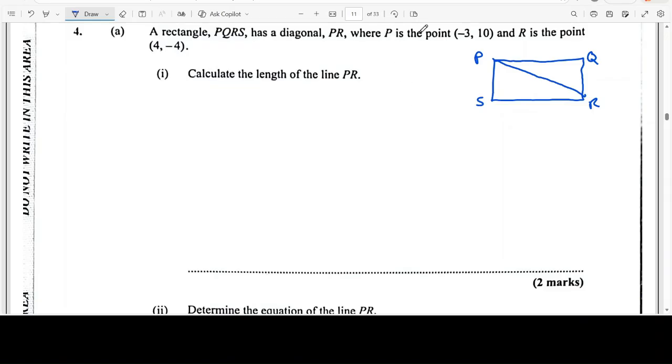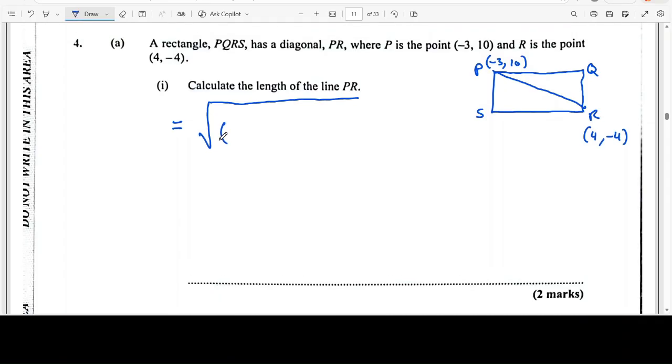Where P is the point negative 3, 10. So this is negative 3, 10. And R is 4, negative 4. Calculate the length of the line PR. Right, so the length of a line, you all know the formula for length of a line. I gave you the sheet just now, right? X2 take away X1.